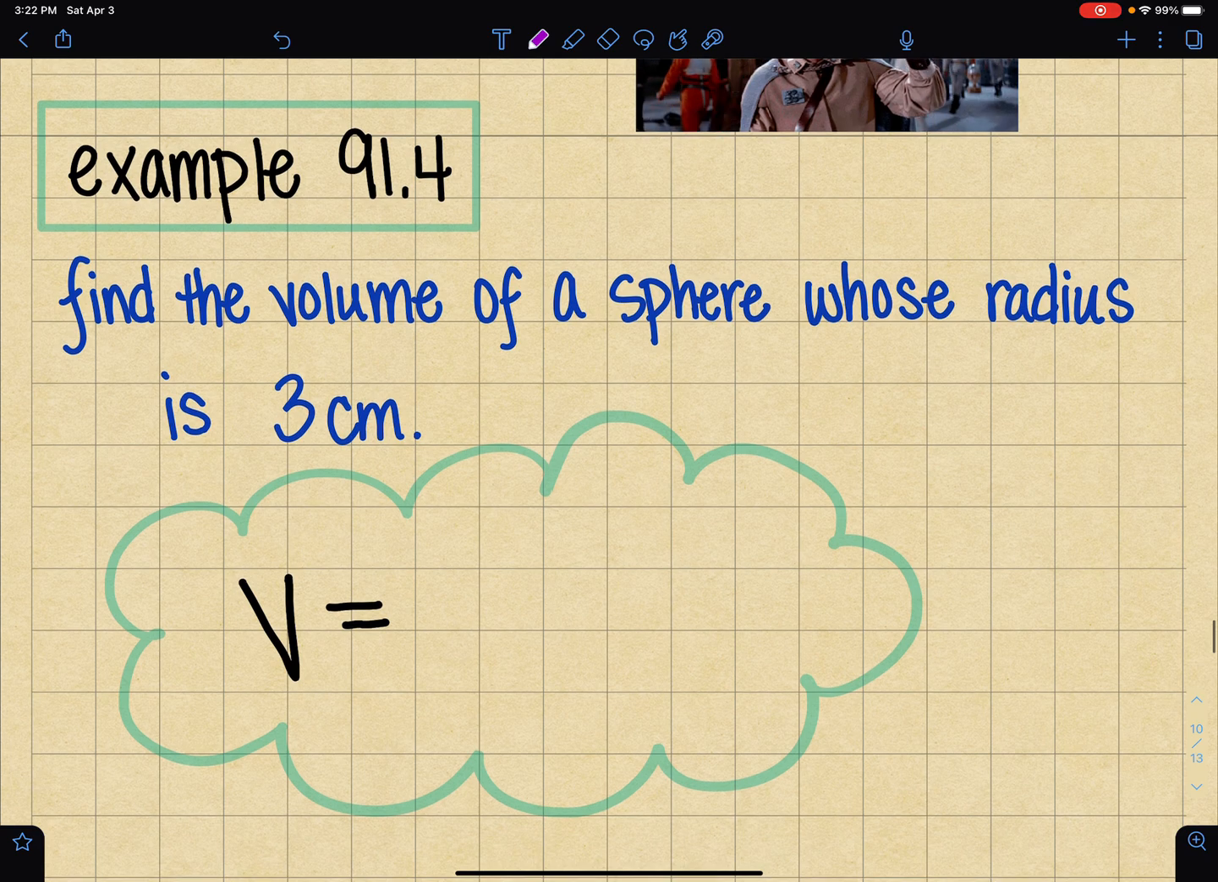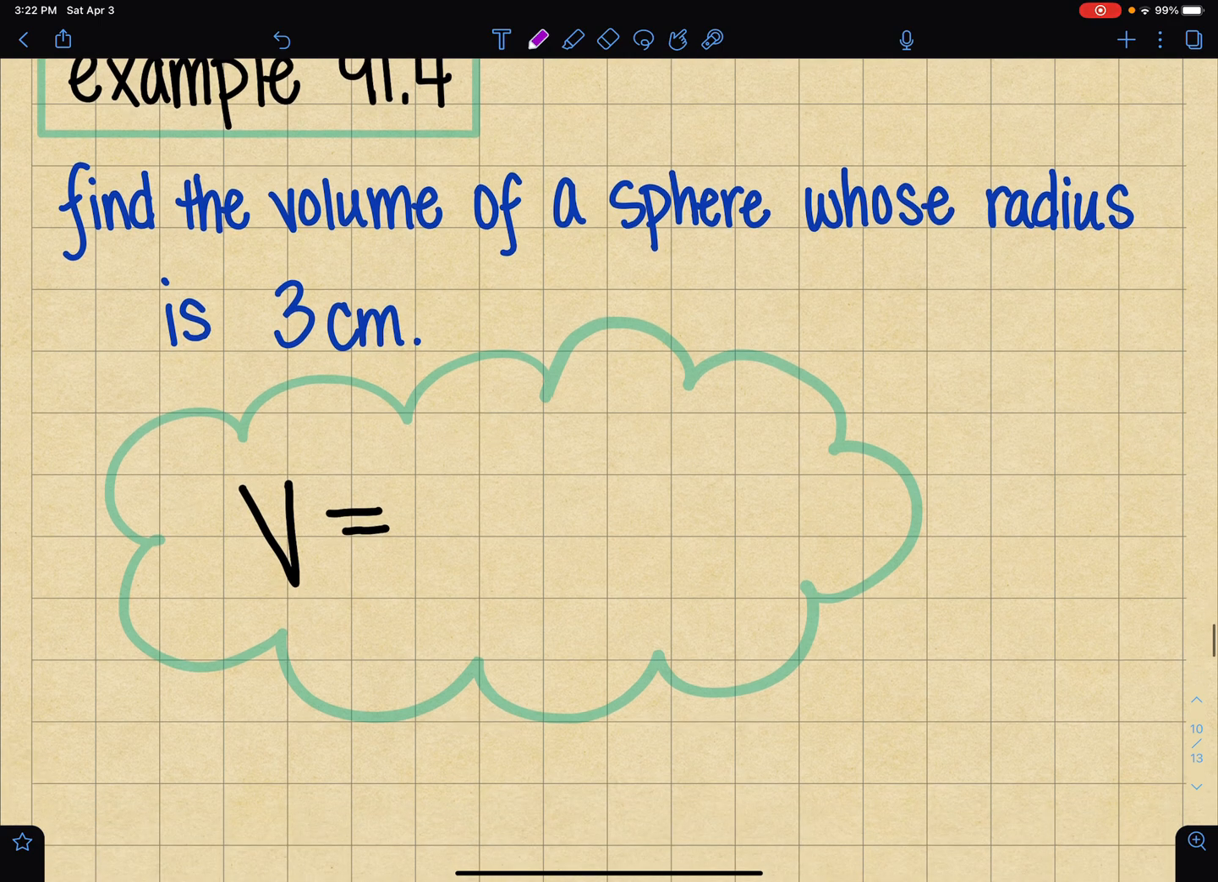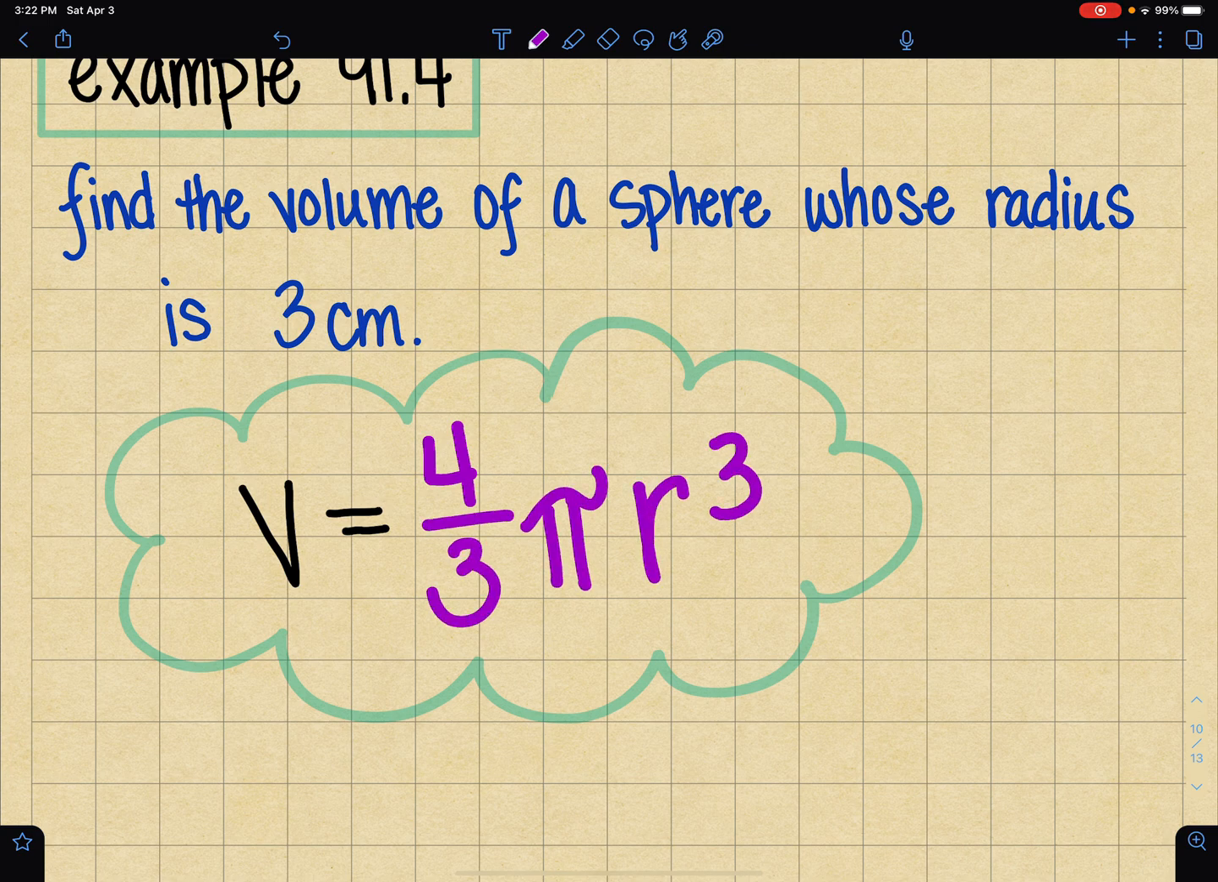Find the volume of a sphere whose radius is 3 centimeters. Now, you pull that equation out of your head. Volume is 4/3 pi r cubed. And if you know that equation, you know how to find the volume of a sphere whose radius is 3 centimeters. All we do is we erase radius and we do 3 centimeters cubed.